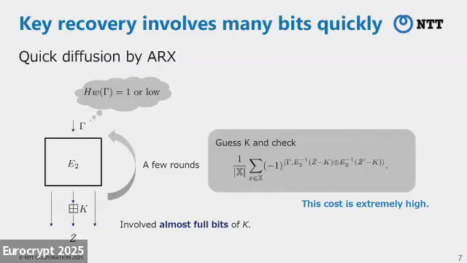But here we have a problem. ARX structure has very quick diffusion. So for example, even if the Hamming weight of gamma is very low, after only a few rounds there is almost full diffusion. So it means that if we want to compute this key recovery function, we need to guess almost all key bits. But of course, in that case, the attack doesn't work.